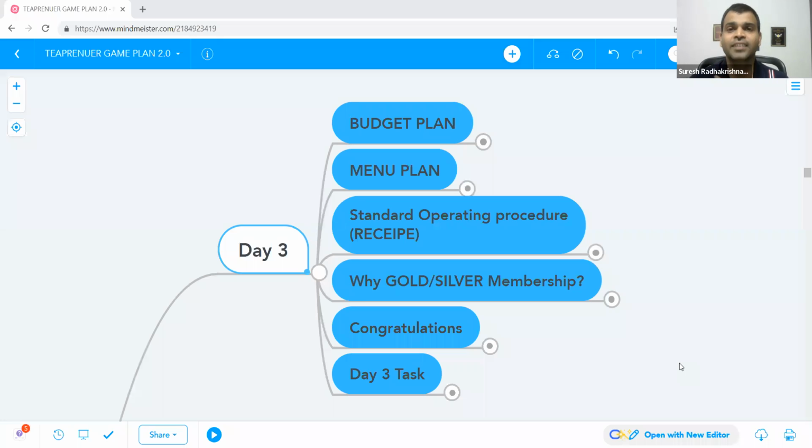And a part of SOP. SOP is nothing but a structured recipe in a structured format.